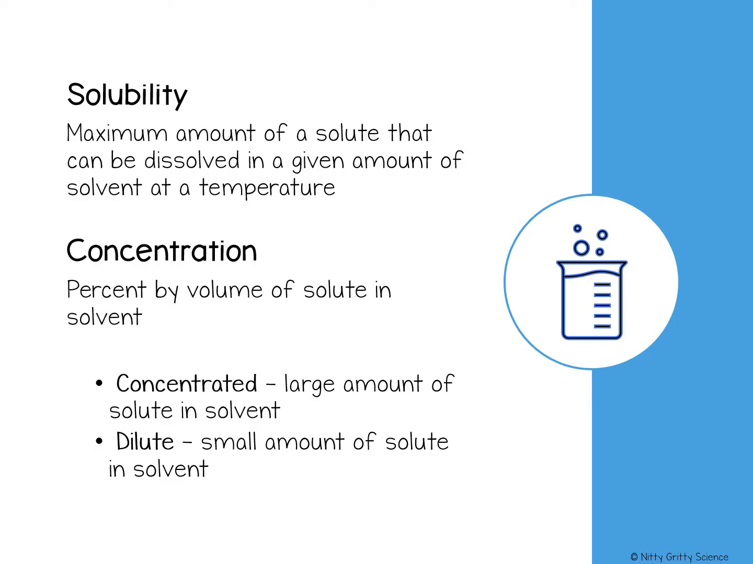So what we are seeing now is that there is a point at which sugar is soluble in water. And what this means is the solubility of something is the maximum amount of solute, like the sugar, that can be dissolved in a given amount of solvent, such as the water, at a given temperature. Now, when measuring solutions, we also look at the concentration of that solution.